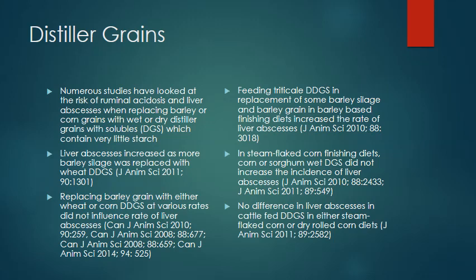Then in a U.S. study in steam flake corn finishing diets, corn or sorghum wet distillers grains with solubles did not increase the incidence of liver abscesses. In another U.S. study, there were no differences in liver abscesses in cattle fed dry distillers grains with solubles in either steam flake corn or dry rolled corn diets. So based on the Canadian data and the kind of rations we feed, it does not appear that replacing barley grain with either wheat or corn dry distillers grains at various rates will influence the rate of liver abscess formation.